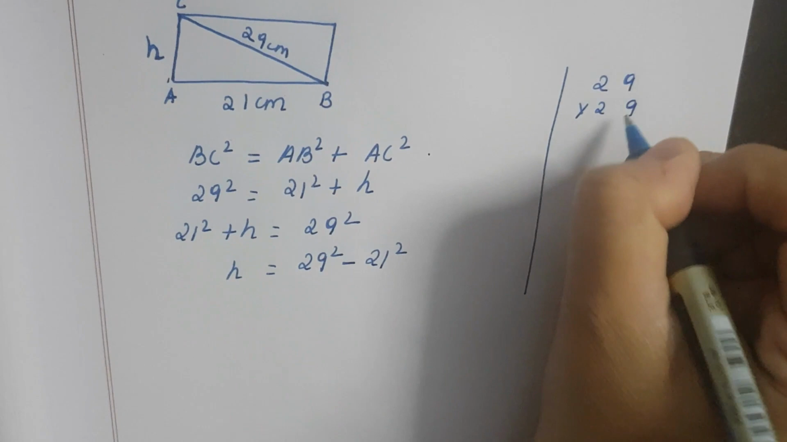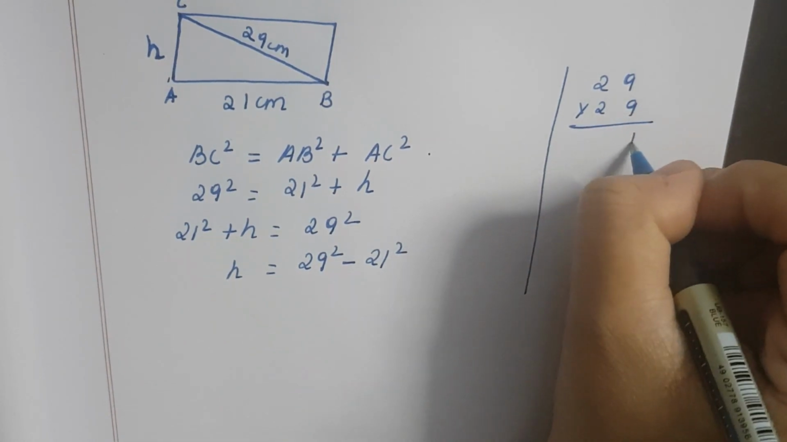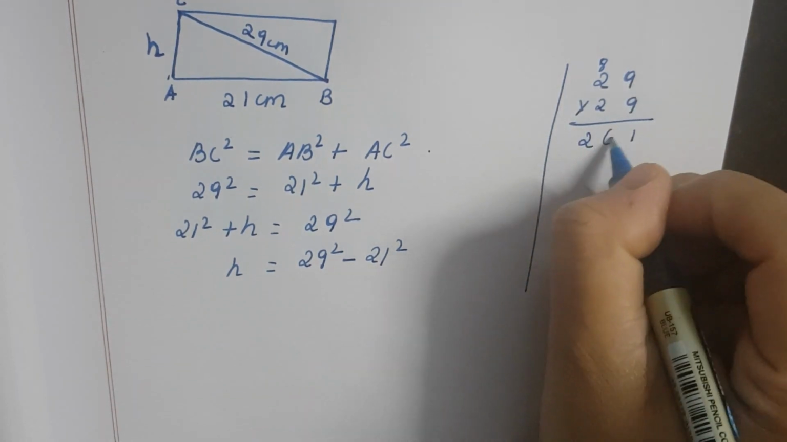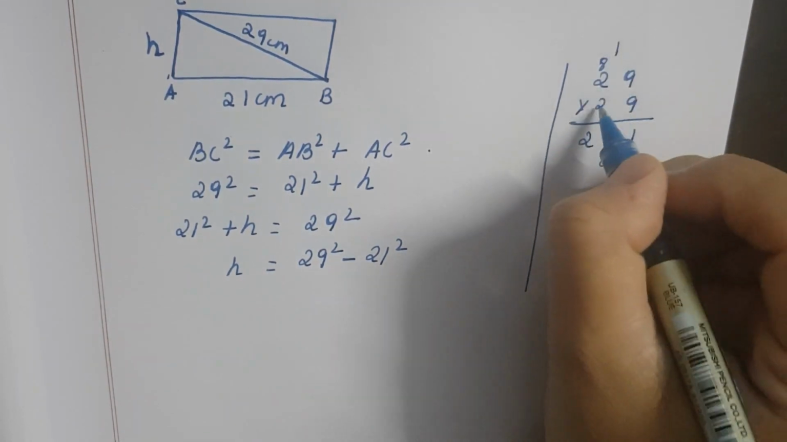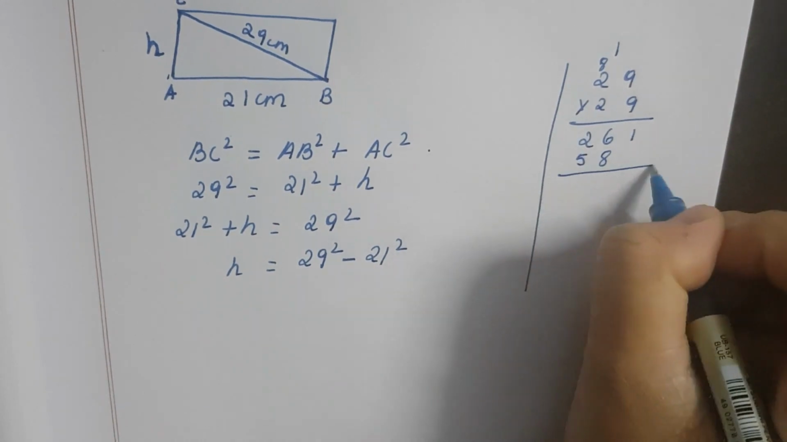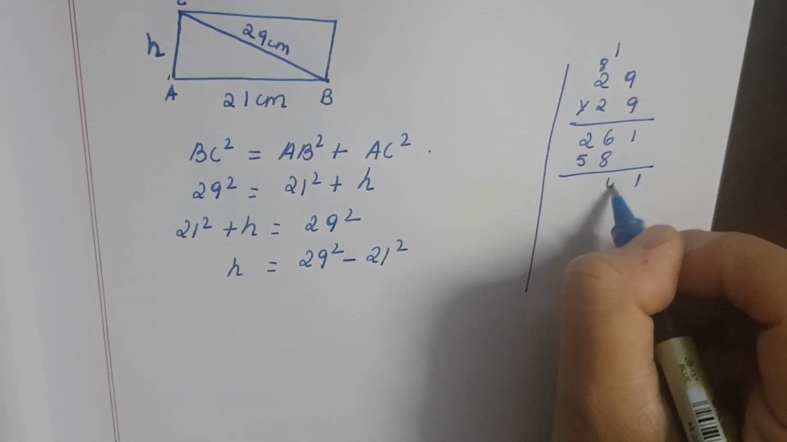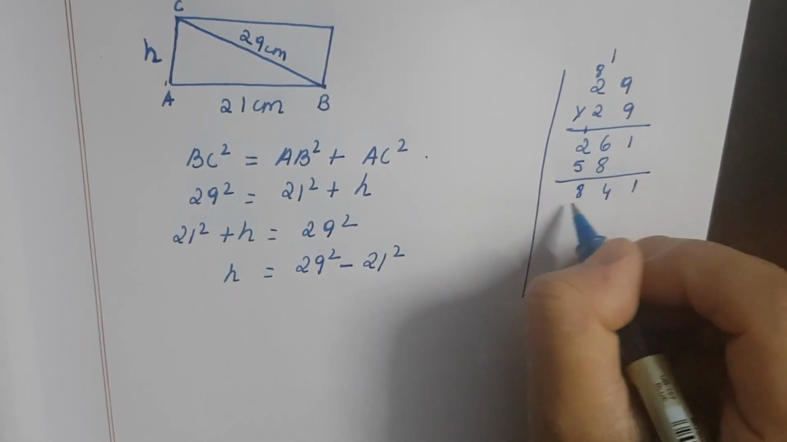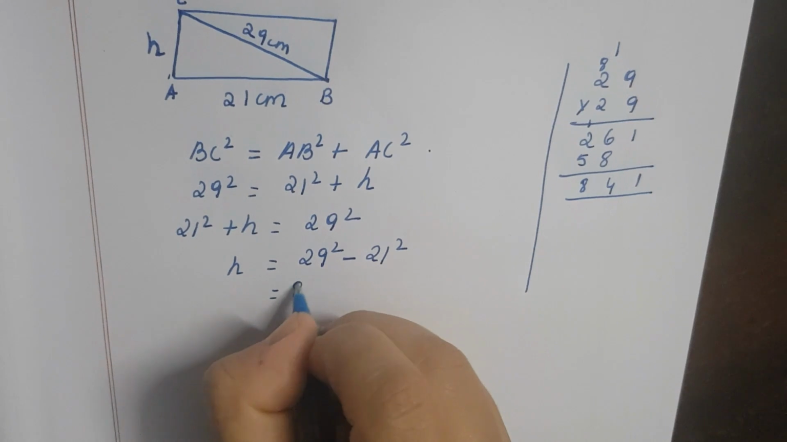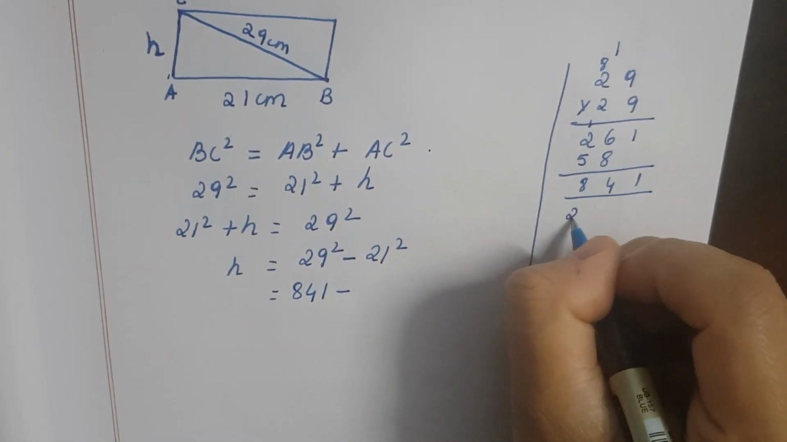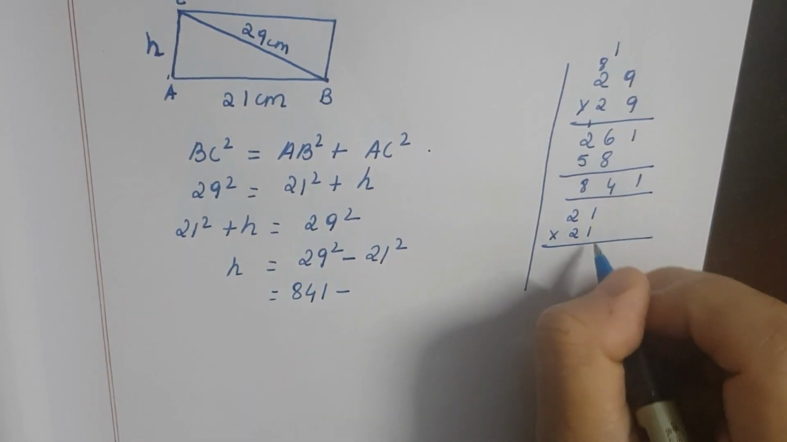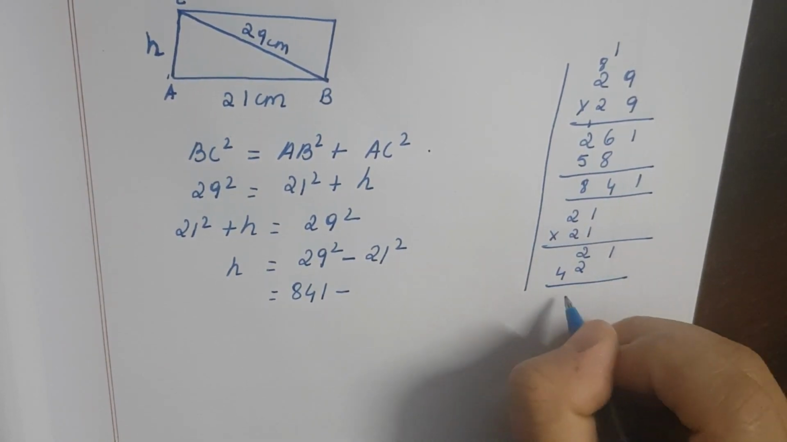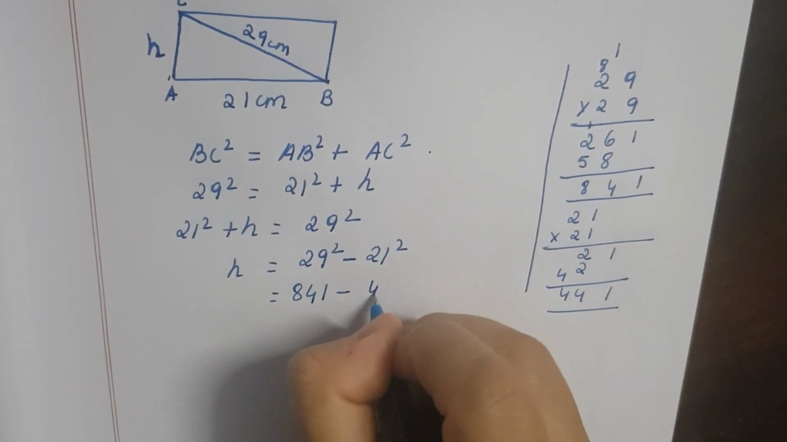So first we will find out what 29 into 29 is. 9 9s is 81, so 1, 8 carry. 9 2s is 18, 18 plus 8 is 26. 2 9s is 18. 2 2s is 4, 4 plus 1 is 5. So it is 1, 8 plus 6 is 14, 5 plus 2 is 7, 7 plus 1 is 8. So it is 841. So 841 minus 21 into 21. 1 1 is 1, 1 2 is 2, 2 1 is 2, 2 2 is 4. So it is 441.